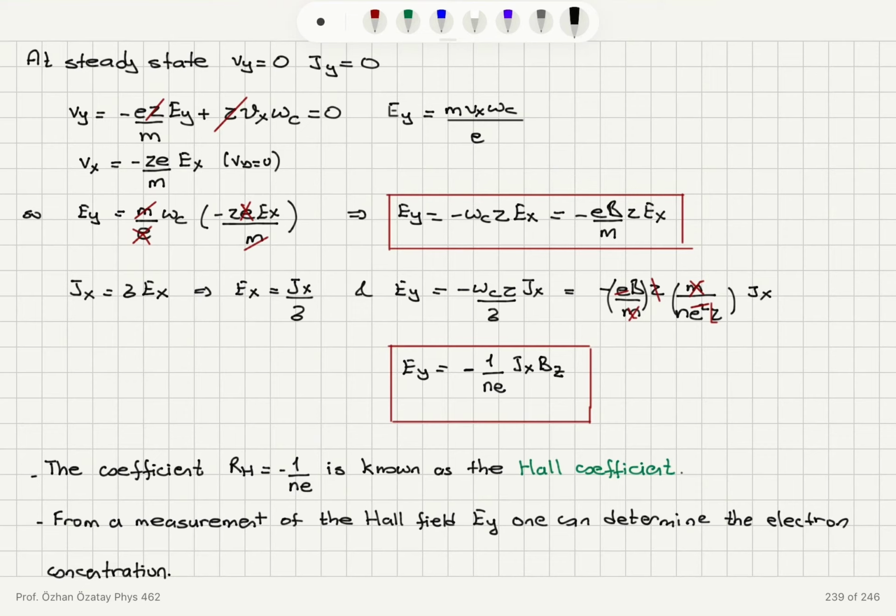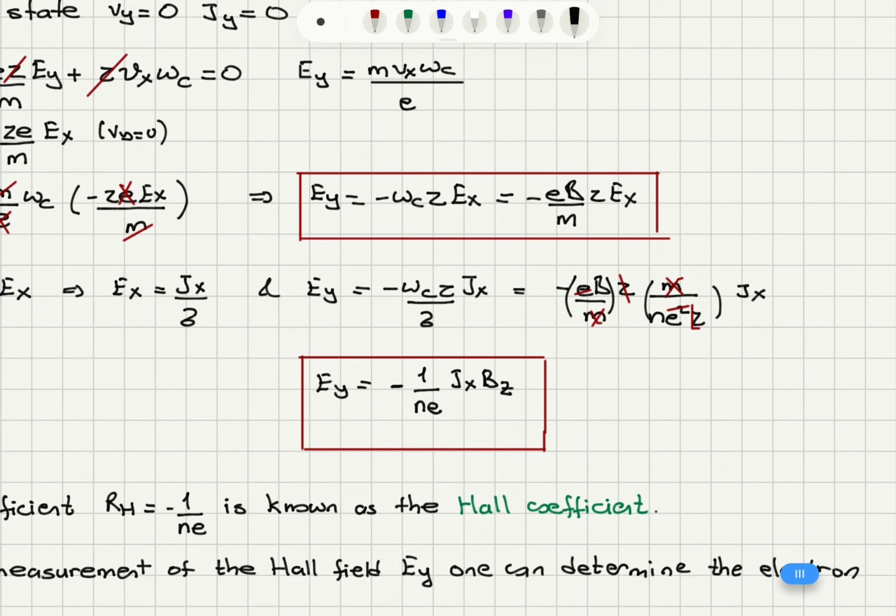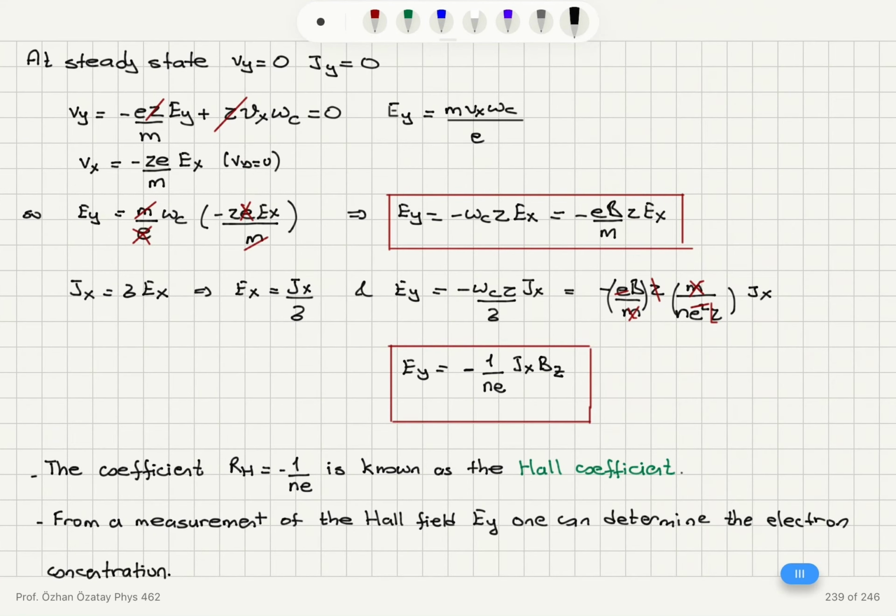On the other hand, Ey is minus omega c tau Ex. For Ex we can substitute Jx over sigma, so it's going to be minus omega c tau Jx over sigma. So the taus will cancel, m's will cancel, e's will cancel, as you can see here, and we obtain Ey to be minus 1 over Ne times Jx Bz. So this coefficient, minus 1 over Ne, is known as the Hall coefficient.